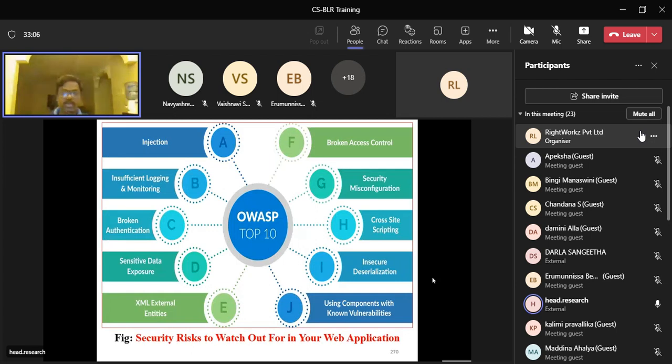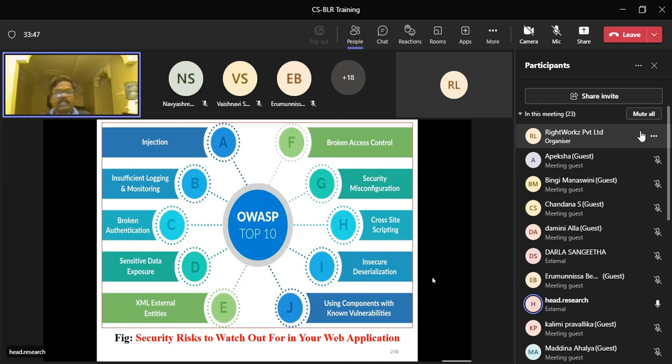to watch out for in your web application. See, you have developed a web application or a mobile application or any kind of business related application. This is the Open Web Application Security Project, OWASP, top 10. These are the top 10 security risks happening on a web application.